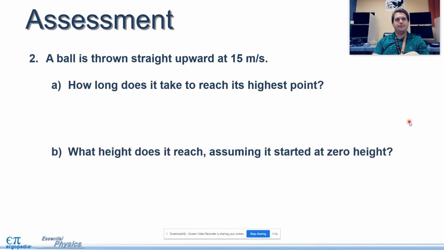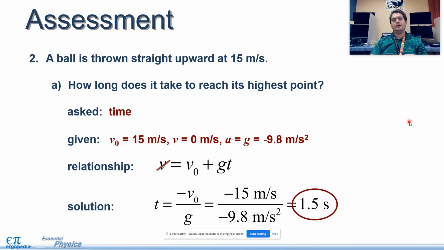Now maybe we'll do one more. Ball's thrown straight up, 15 meters per second. How long does it take to get to its highest point? What's it asking for? Time. Okay? So we need to solve for time. In this case, the initial velocity is 15. It's going up at 15. How long does it take to reach the highest point?